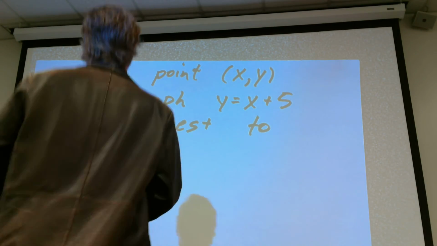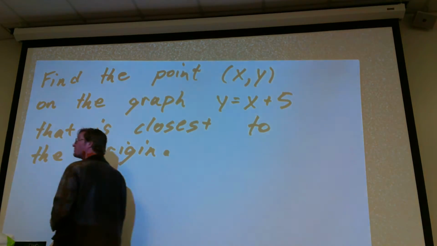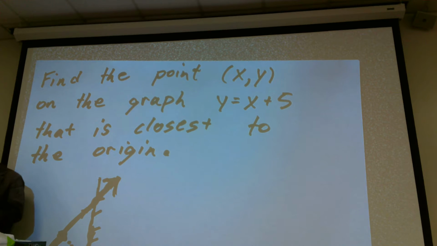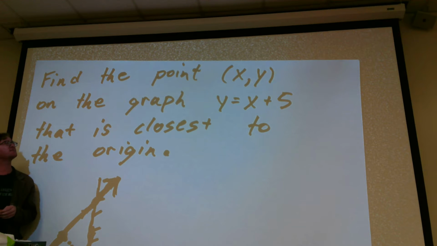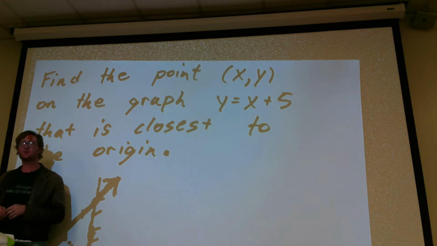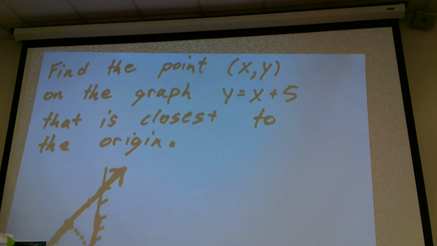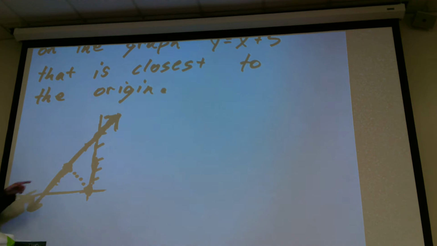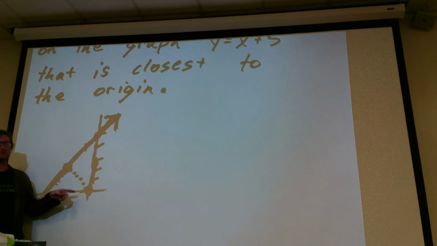Okay, so this is going to be another problem involving a point on a graph. The problem says find the point xy on the graph y equals x plus 5 that is closest to the origin. So my graph is y equals x plus 5. I'm looking for an xy coordinate that is on this graph such that it's closest to the origin.